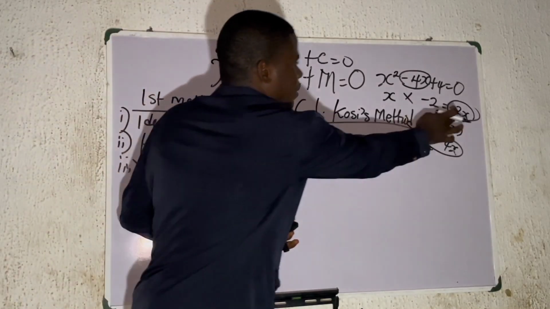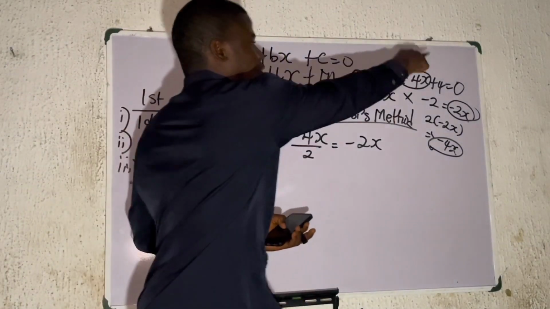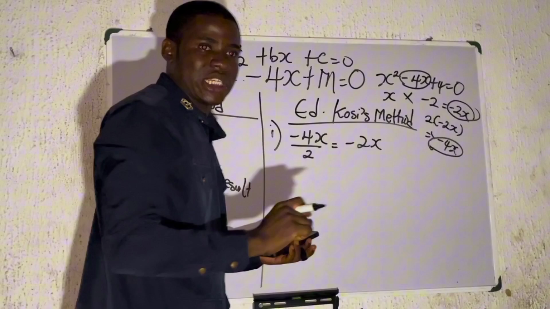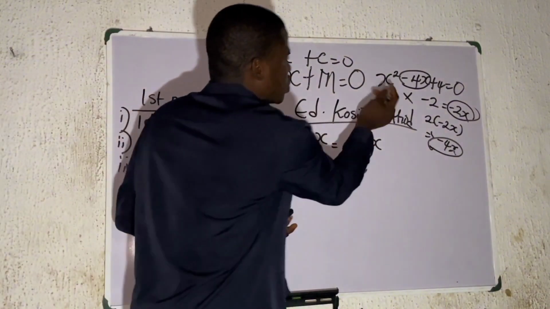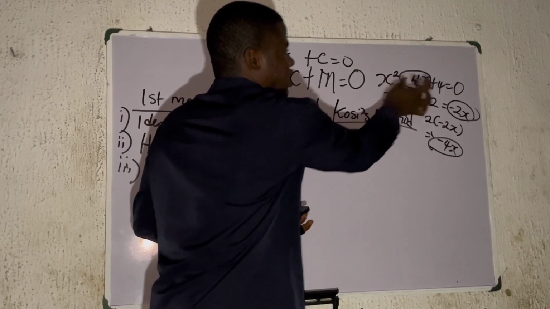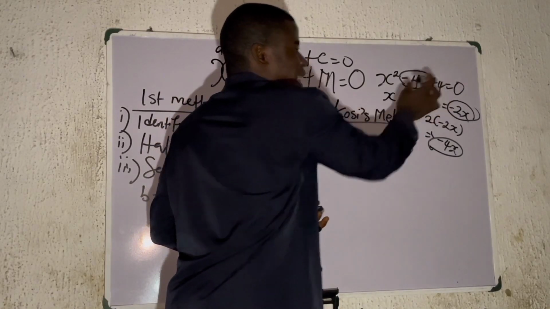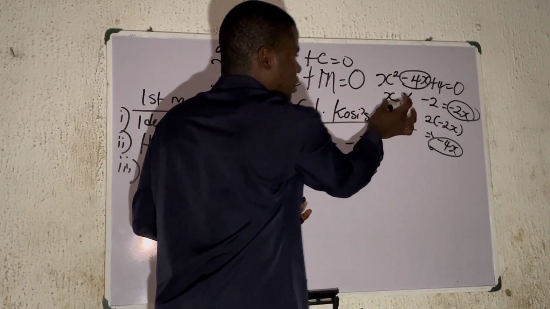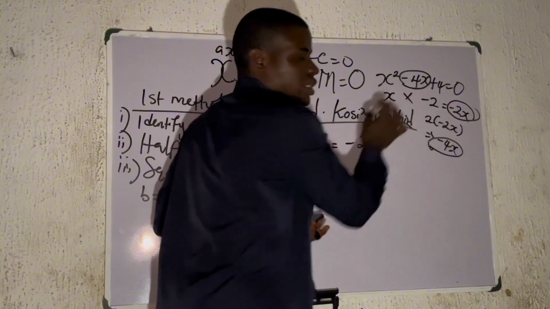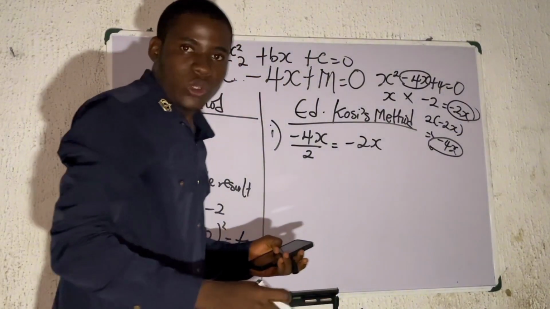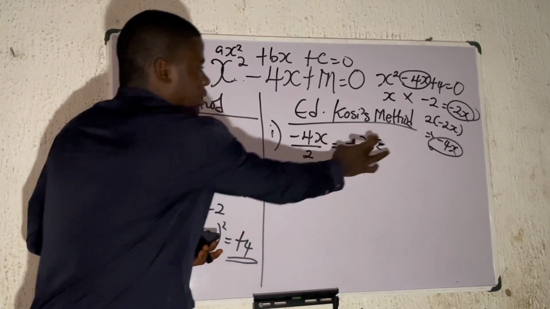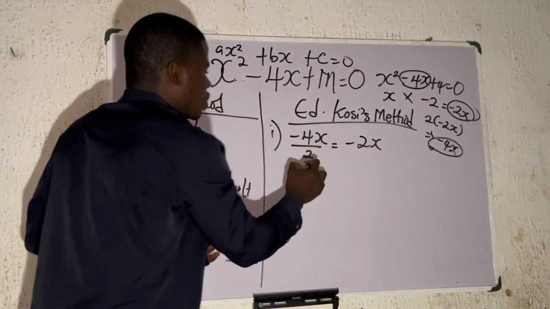Now, how did these people get minus 2x? From the straightforward process, they got minus 2x by doing square root of the first term times square root of the last term. Look, square root of the first term is x, square root of the last term is this. Very good. Now they multiplied it to get the minus 2x. Do you understand?